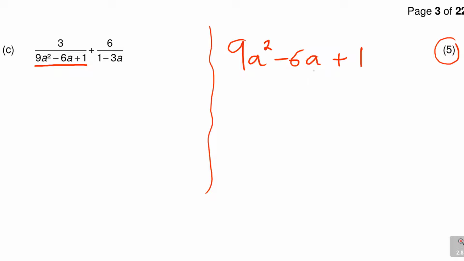I don't know how you were taught factorization, but I usually prefer the product and the sum method. Product means times, sum means plus. So what I do, I take these two numbers and multiply them. Before that, sum, this is what you were taught. Let's not do the product sum yet.